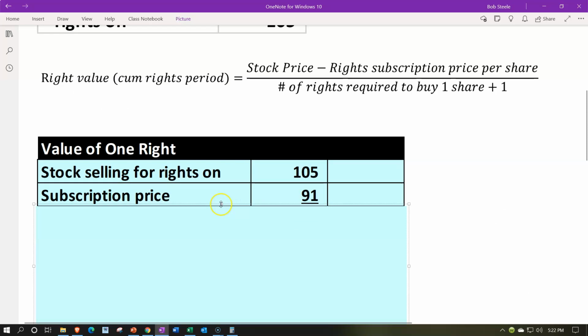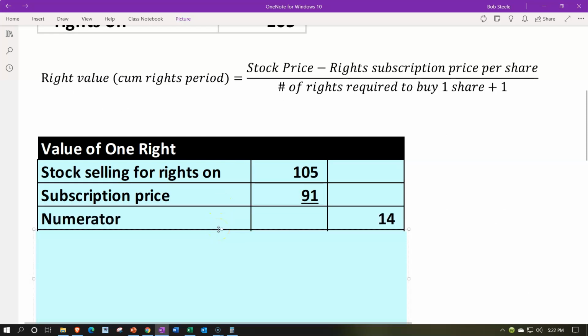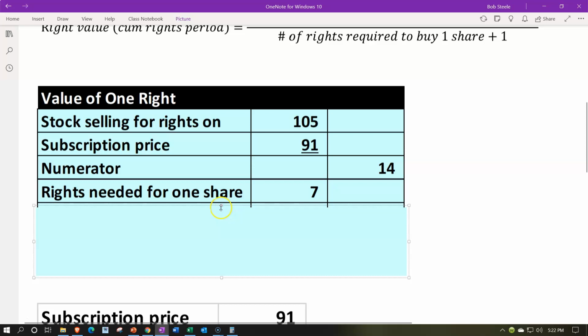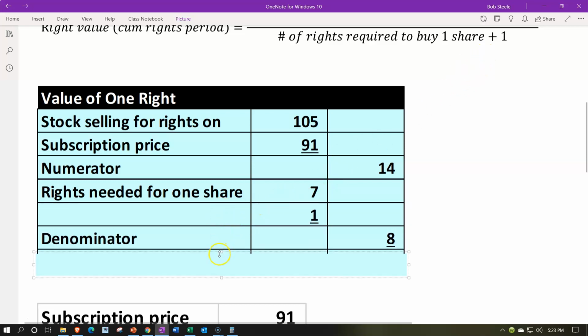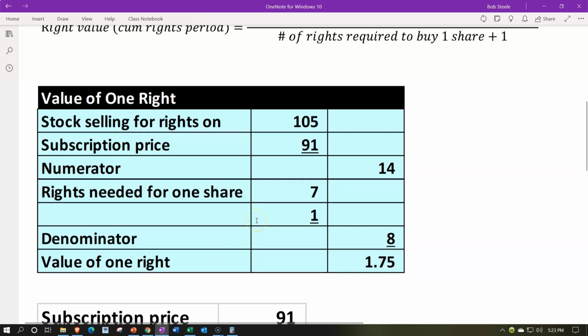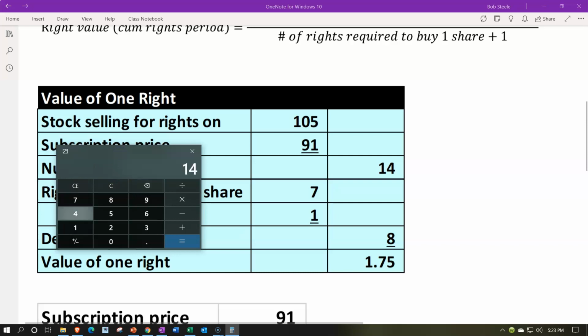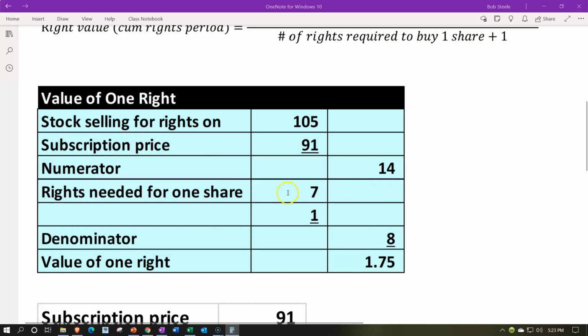The 105 minus the 91 gives the 14 being the difference there. That's going to be our numerator. On the denominator, we're going to take the rights needed for one share, which is going to be 7. Then we're simply going to add 1 to it, as our formula says up top. That's going to give us 8. So we got 14 and 8, and that's going to give us the 1.75, or in other words, the 14 divided by the 8, or the $1.75.